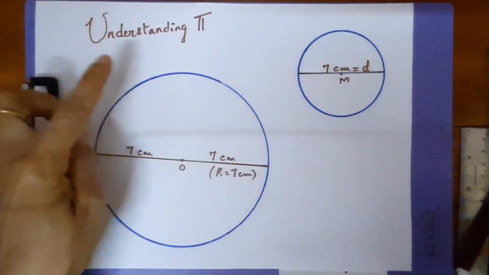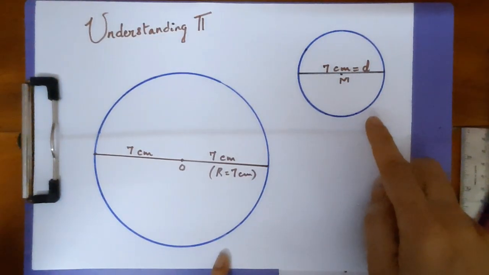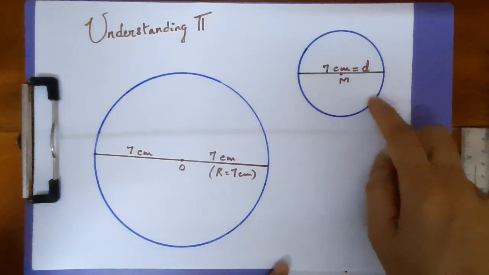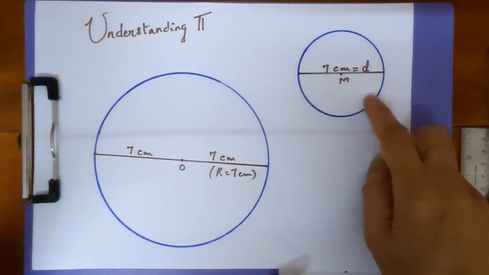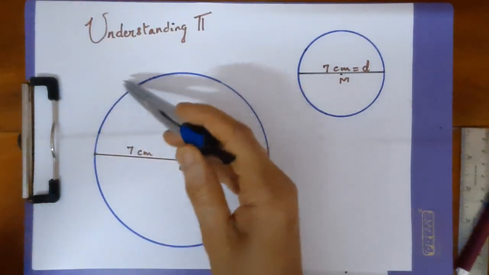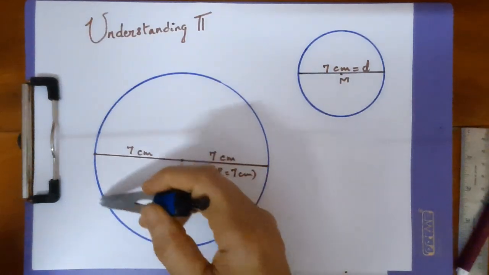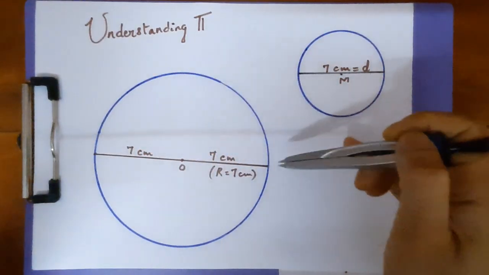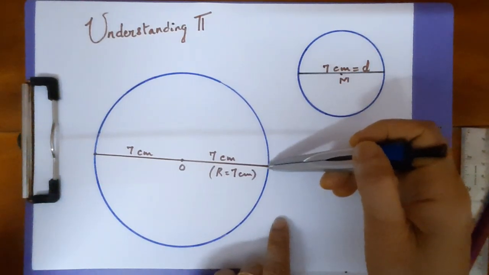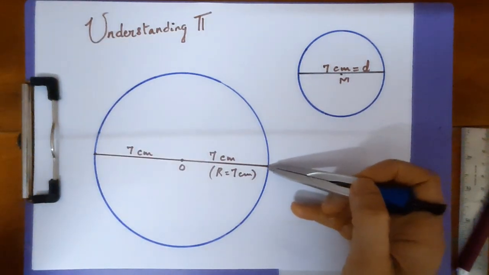So to understand pi, we need to understand what pi is. You can see here two circles: the bigger circle with the diameter 14 centimeter and the smaller circle with the diameter of 7 centimeter. If the circumference of this circle is measured, the length of the perimeter of the circle is called circumference. If a thread is used to measure this circumference, then its length will be approximately 44 centimeter. So the diameter is 14, whereas the circumference is 44 centimeter.